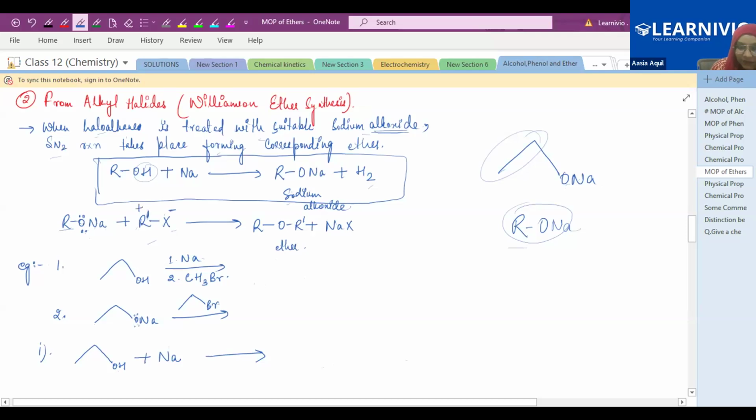Now see, similarly here, this oxygen has a lone pair, so negative charge, and sodium will have the positive charge. So again, attach positive with negative and negative with positive. It's very simple. This oxygen, negatively charged with a lone pair, will try to approach this alkyl group R because it's positive. And the sodium, which has a positive charge, will try to make a bond with the X. So it will form NaX and get removed, and you will get RO R dash over here, which is the ether.